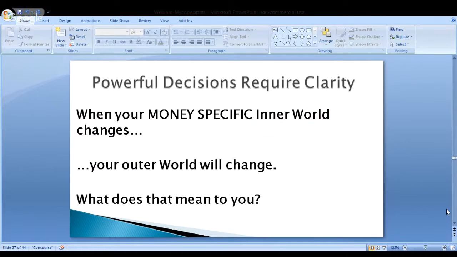So the powerful decision that we make requires clarity. Now, this is very important. When your aura has been cleansed, your inner world changes, and your outer world has to change, because once your aura has been cleansed, your frequency will get higher. You'll be able to reach your higher self. And when your frequency is higher, you will attract people, places, times, events and circumstances which are of higher vibration. And that will mean your outer world has to change. It's just as simple as that.